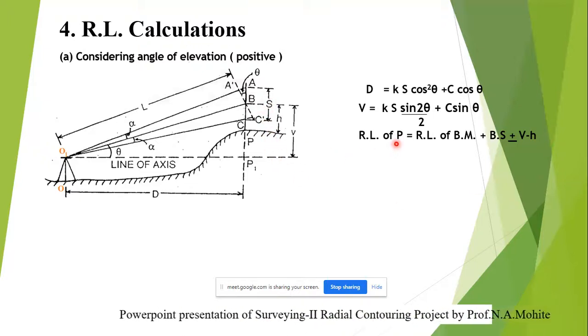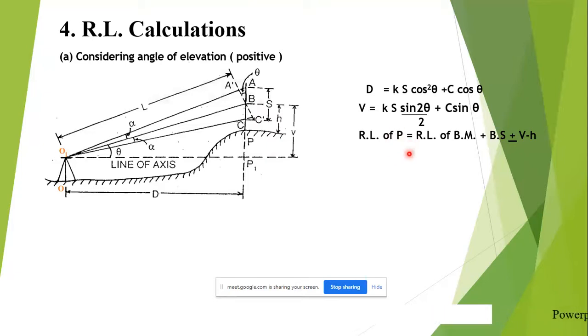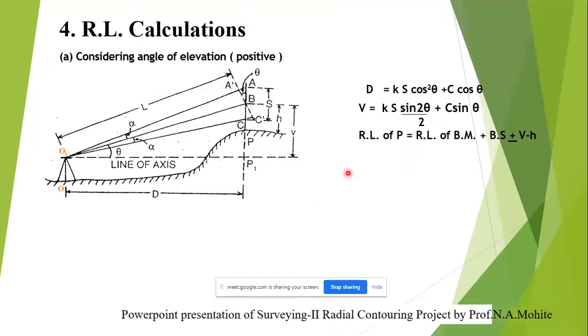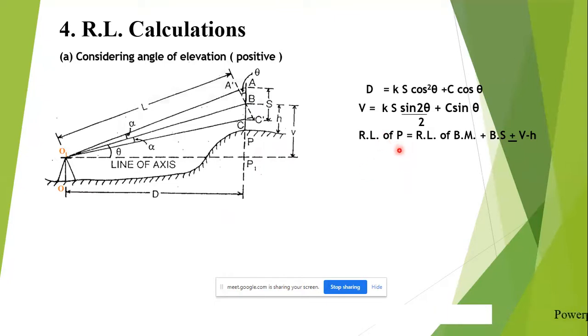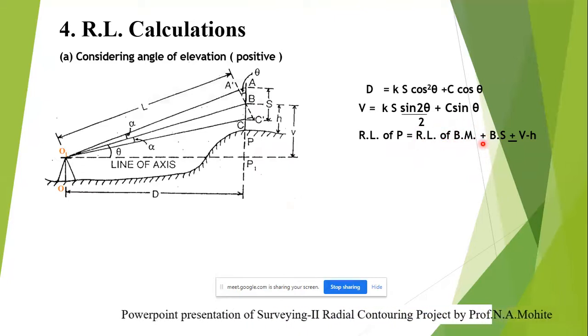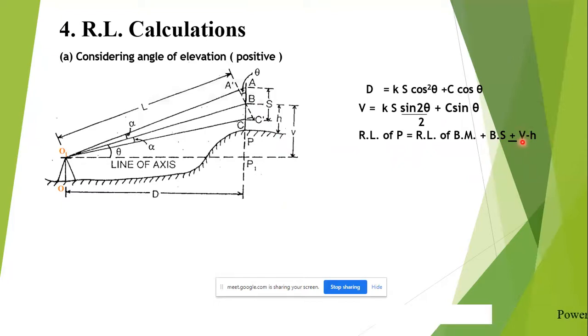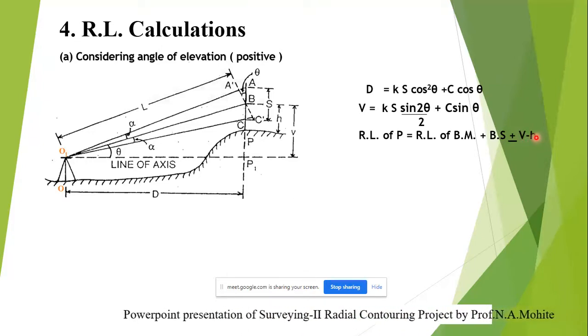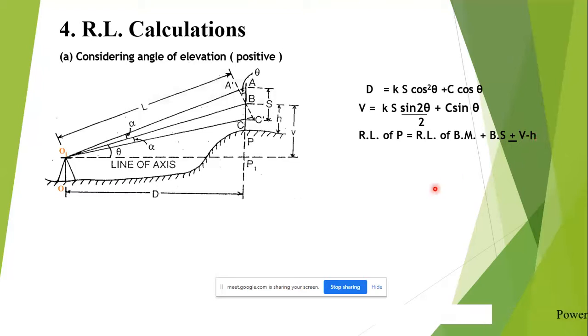For getting an idea, I have written P here, but in this case it will be the RL of A10, A20, A30, A40, A50 for the A line, then for the B line the RL of B10, B20, B30, B40, B50, and so on. The RL of benchmark plus backsight remains constant, but the change takes place in the vertical distance for that position and the central crosshair reading at that point, which we substitute here and do the calculation. So I will show you the video.